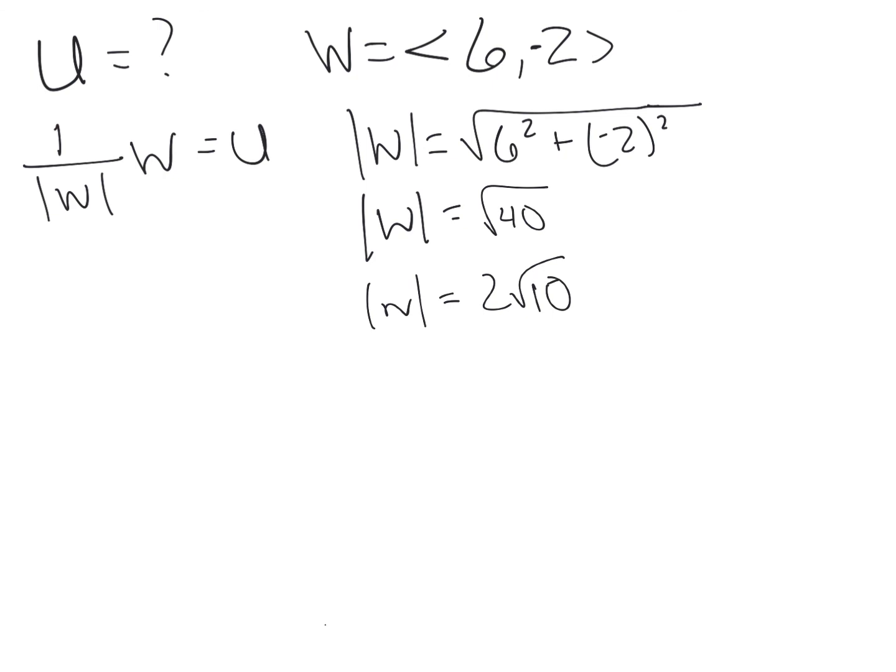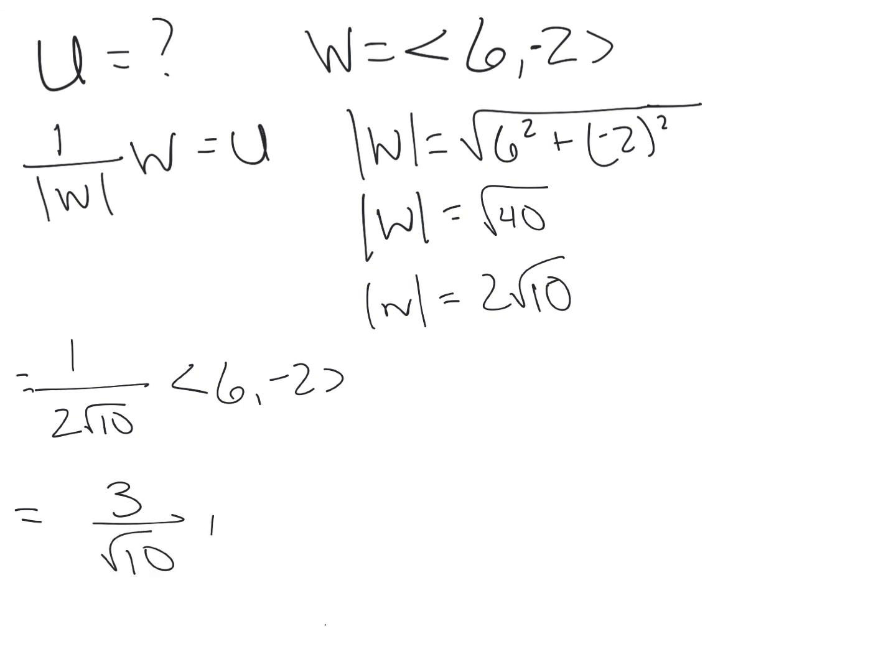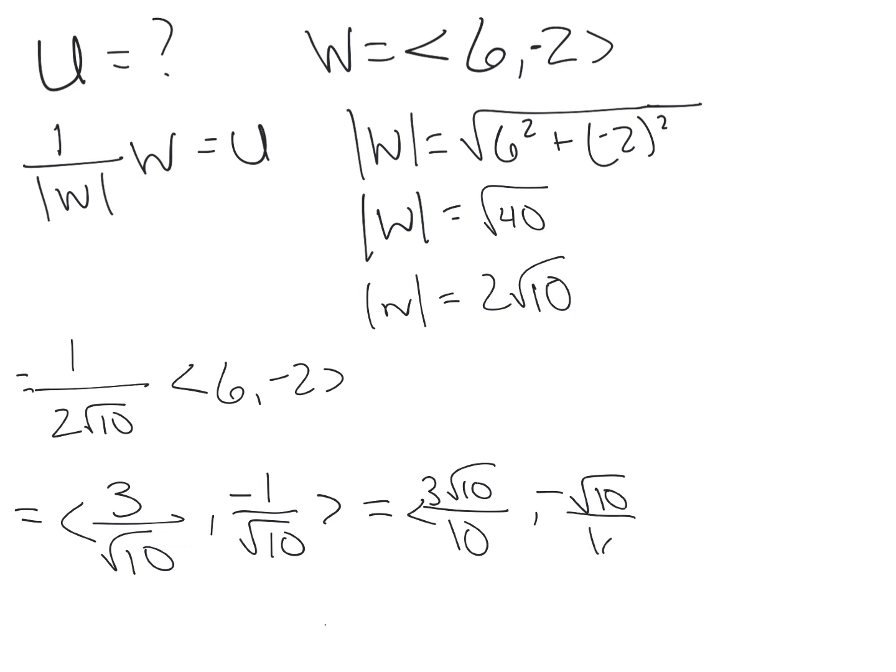Okay, so now we've got 1 over 2 root 10 times the vector 6, negative 2. If you distribute that through, the first piece gives 3 over root 10, comma, negative 1 over root 10. The 2's cancel in that one, and the 6 and 2 reduce. Now we just have to rationalize. That gives us 3 root 10 over 10, comma, negative root 10 over 10. And there's your answer. Make sure if you did something wrong, you picked up on that error and you're able to continue on.